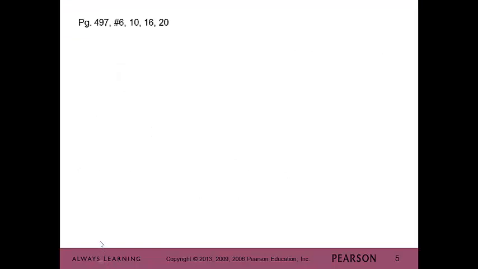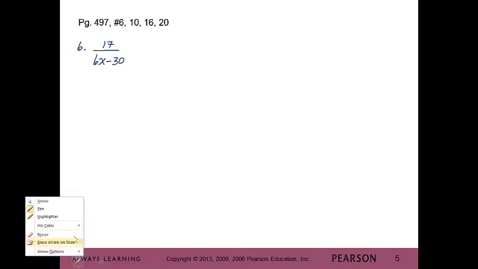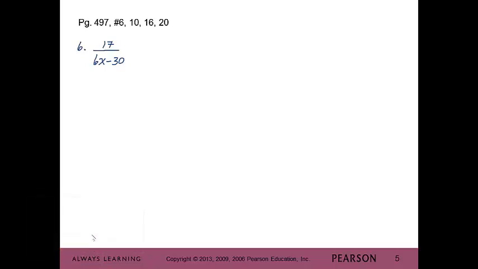Let's go in our books to page 497, and let's look at problems 6, 10, 16, and 20. The instructions say, find all numbers for which each rational expression is undefined. If the rational expression is defined for all real numbers, so state it. And for number 6, we have 17 divided by 6x minus 30. So we're trying to find all the values of x for which this rational expression is undefined.